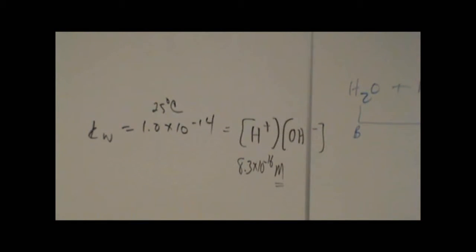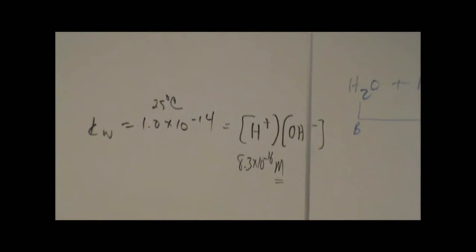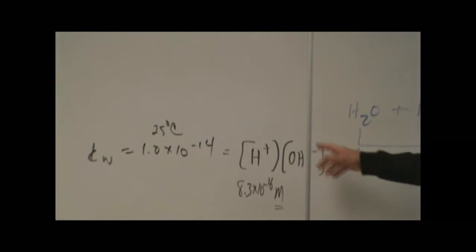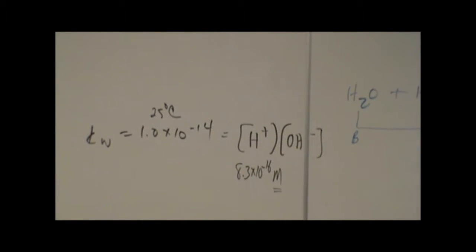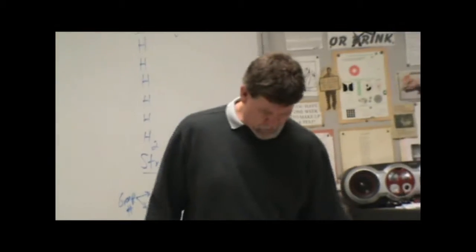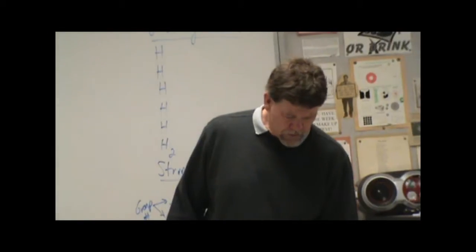On 38, they ask you to calculate the H plus concentration if you're given the OH minus. So I don't think you probably need me for that now. Good, all right. Don't worry, like I said, about the 30 over 34 for now. How about 40, 41, 42?